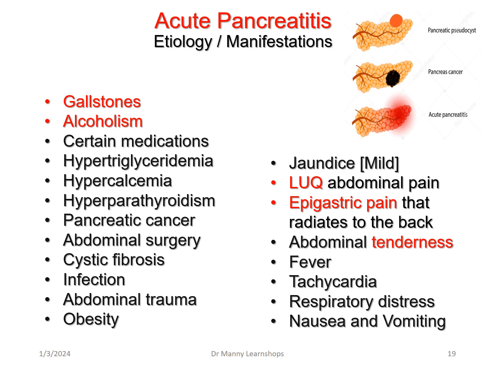What are some of the clinical manifestations? Well, they may become jaundiced. They will have epigastric pain that can radiate to the back, to the shoulder. They can have left upper quadrant abdominal pain. Prior to that, they may just have abdominal tenderness, fever, tachycardia, respiratory distress because of the pain, and possibly even nausea and vomiting.